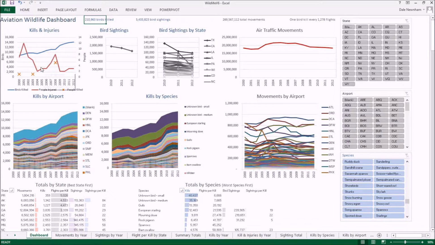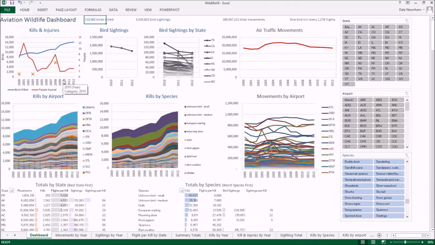How many people are injured or killed due to bird strikes? The red line here really shows people injured, and you can see that that peaked in 2001 with a total of 12 people injured, and more recently it's hovering around 3 people. People killed, which is represented by the orange crosses, is lower, with a maximum of 5 fatalities in 2008 and nothing in recent years.